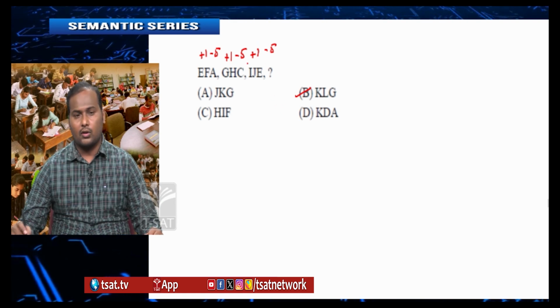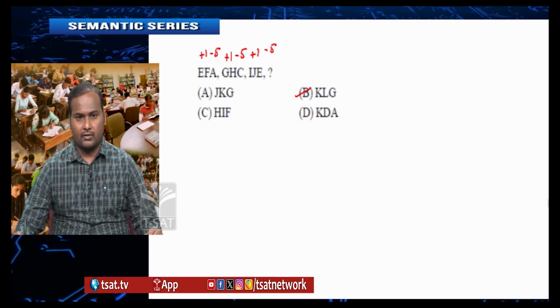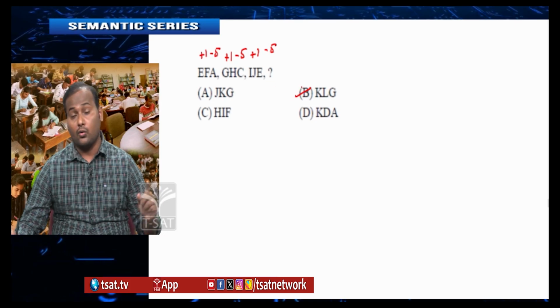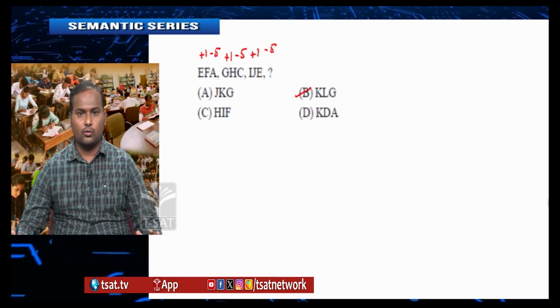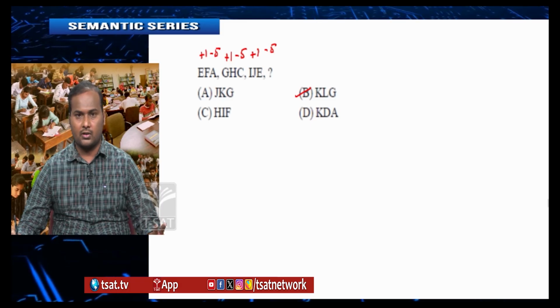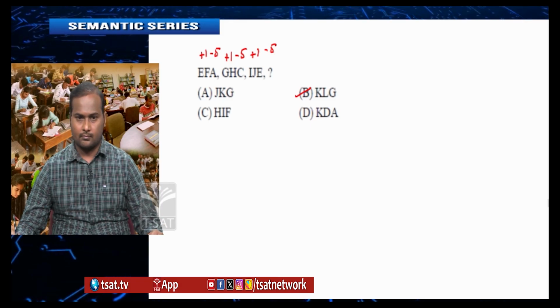But if you get more than one answer following +1 and -5, now you need to check the previous series that we did. So students, no need to be confused. Even though there are two possibilities, only one answer is correct.